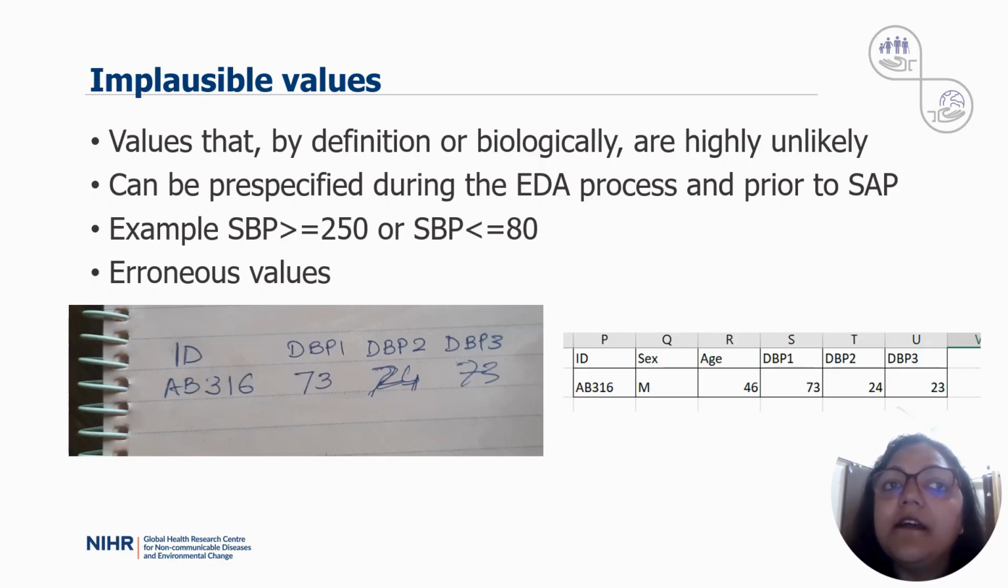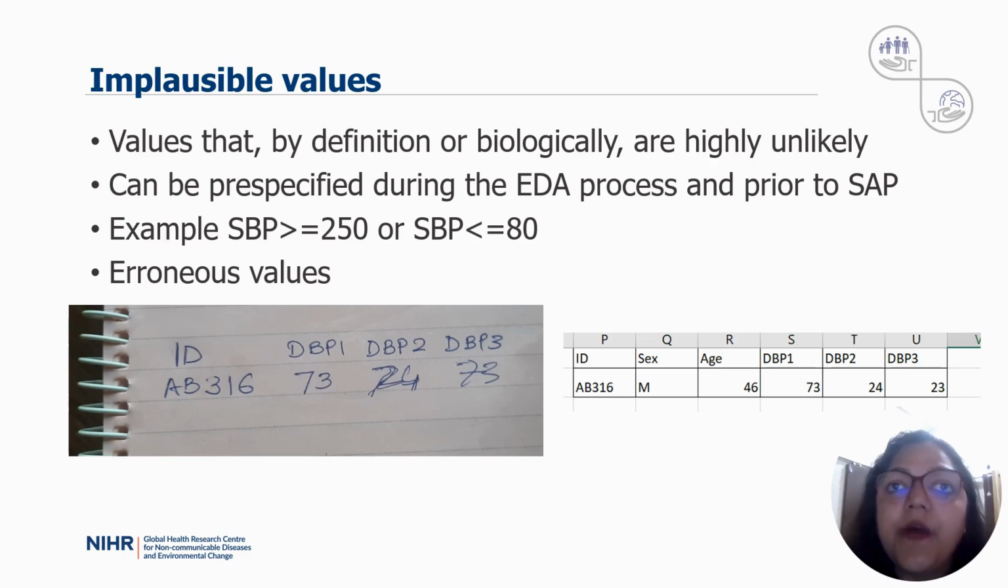On the left hand side, you have a blood pressure diary that records blood pressure measurements in triplicate for an individual. It's a pen and paper record. So the first value is 73, the second value is 74, and the third value is again 73.